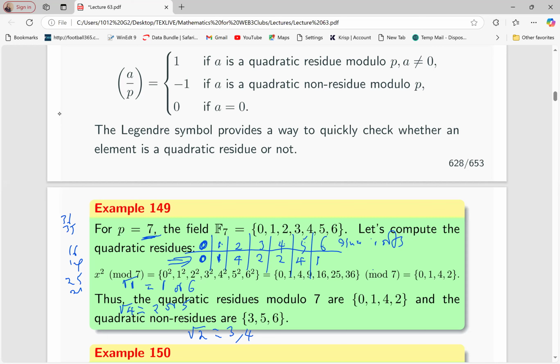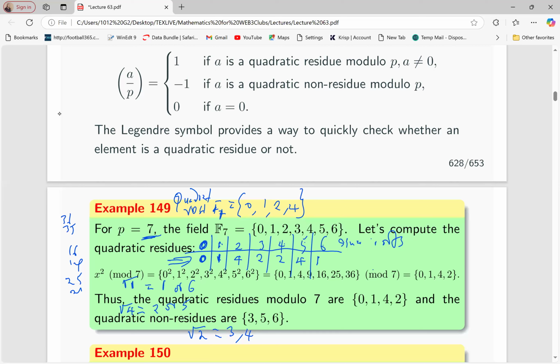So what are quadratic residues mod 7? In F7, 0 is a quadratic residue, 1 is another, 2 is another, and then 4 is another. The rest are not. For instance, you cannot get a number which, when you multiply it by itself, gives you 3 mod 7. That number is not there.